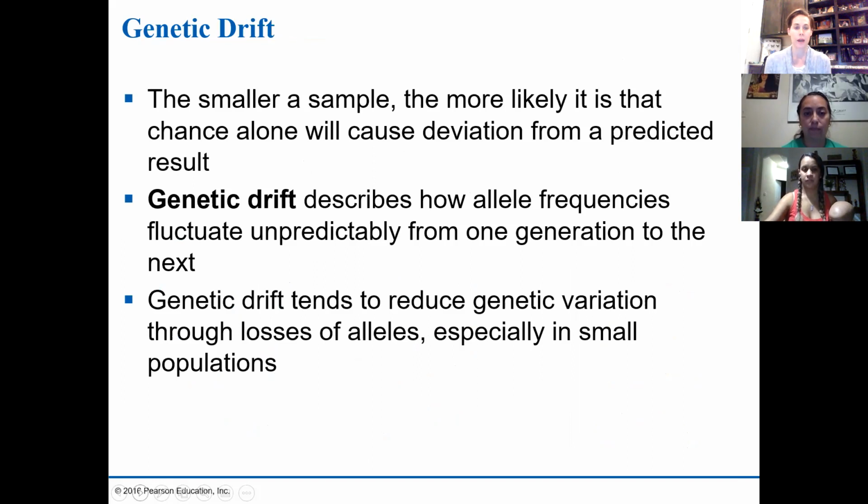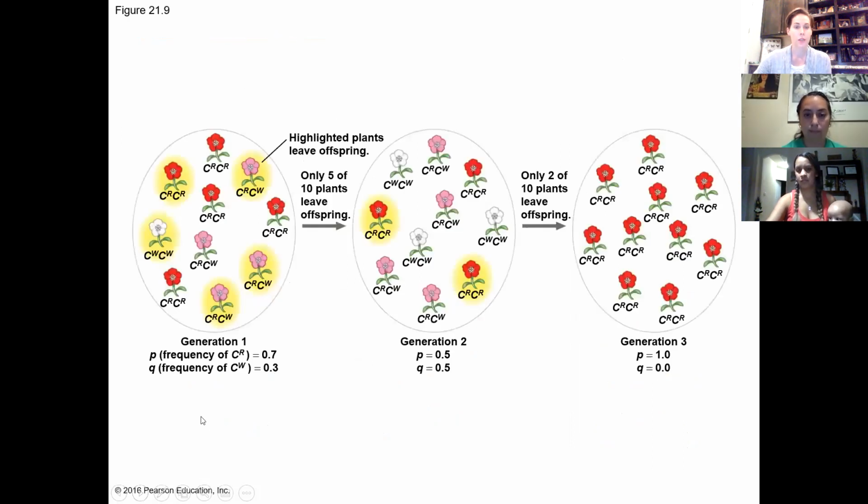Genetic drift describes how the allelic frequencies fluctuate. Genetic drift tends to reduce genetic variation because we lose alleles, and this tends to occur more in smaller populations. So in this case, the highlighted plants are the only ones that make seeds and are pollinated for whatever reason, and make more of themselves, make offspring. And so only 5 of 10 plants leave offspring.